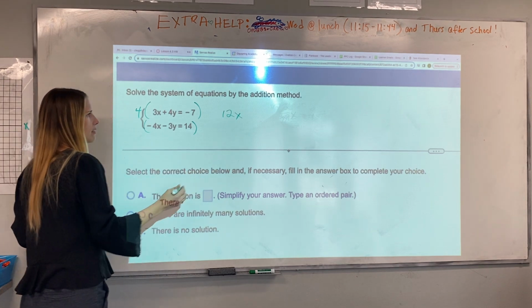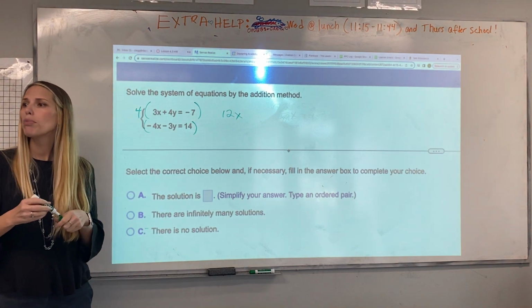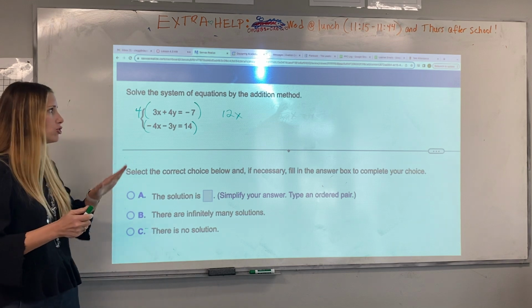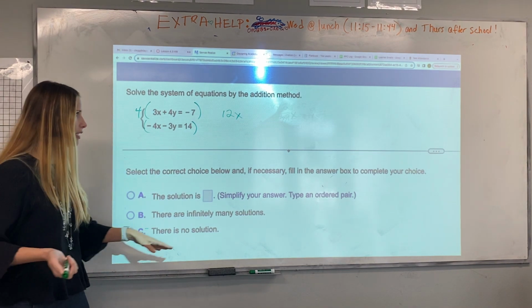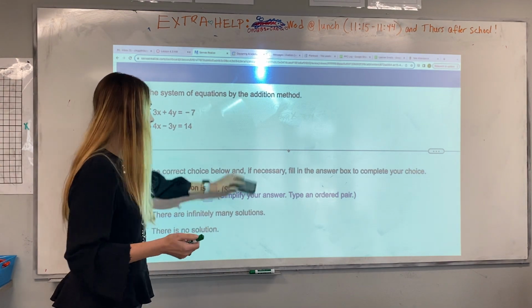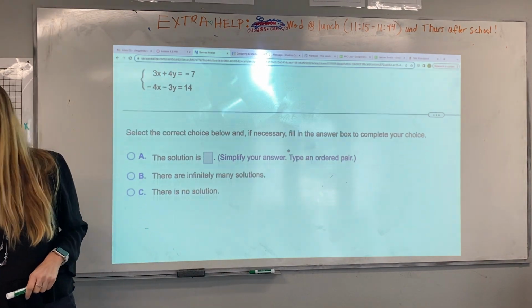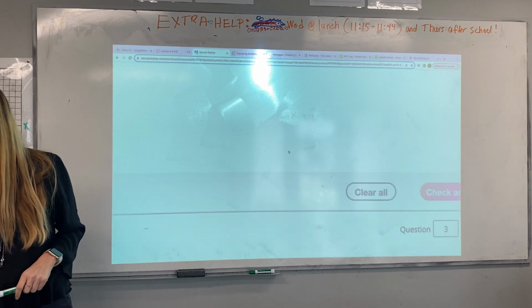I already got my y. I was just trying to figure out how to solve for x. Plug your y back into one of the equations and solve for x. That's it. I really want to make sure I get to number 6 while I'm recording.